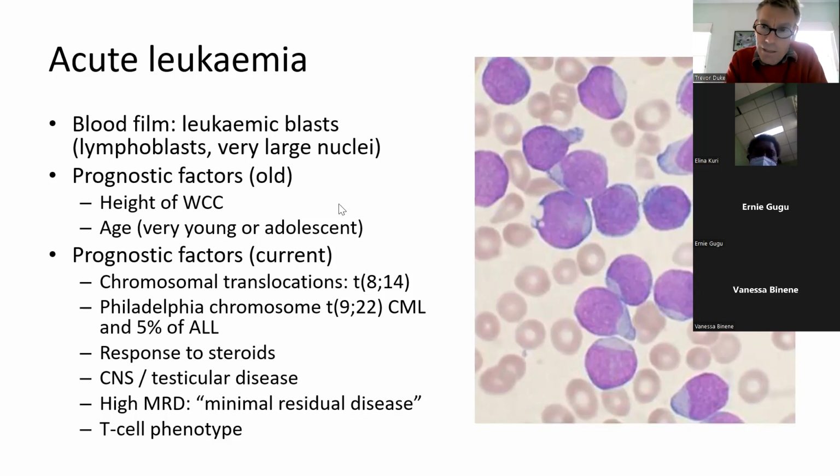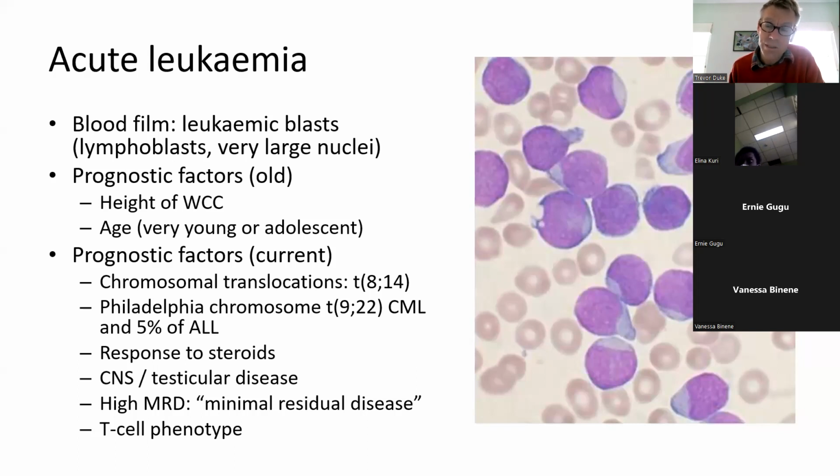Children who have got ALL, there's various ways we can assess their prognosis. And it used to be that the higher the white cell count was at the time the child presented, and the age of the patient dictated their prognosis. So very young patients who have leukemia, if you're under 1 year of age, that's not a good prognosis. Or if you're an adolescent, that's often not a good prognosis because of the type of leukemia that you have. It's more likely to be T cell.